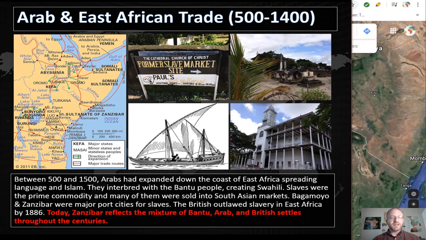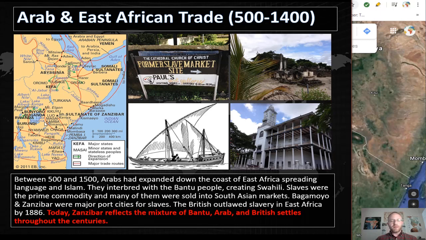Now, during the rise of the Ghana Empire in the West and the end of the last Bantu migration, Arabs began setting up extensive trading empires along the eastern coast of Africa. Now, this slide says that between 500 and 1500 AD, Arabs had expanded down the coast of East Africa, spreading language and Islam. They interbred with the Bantu people, creating Swahili.